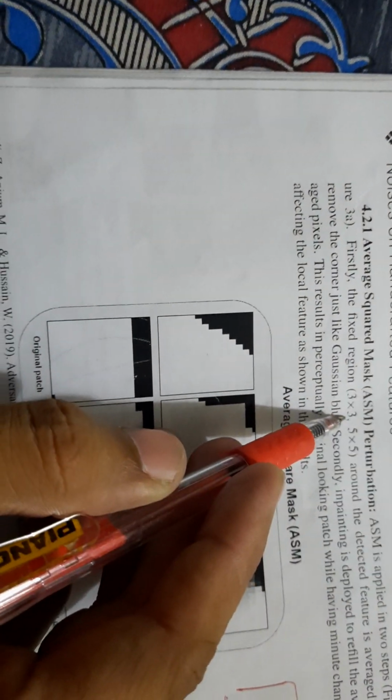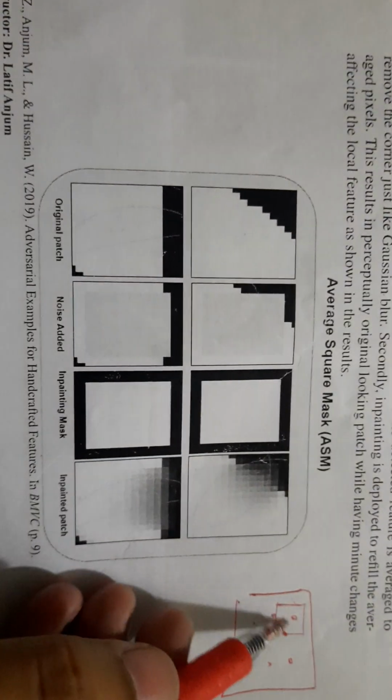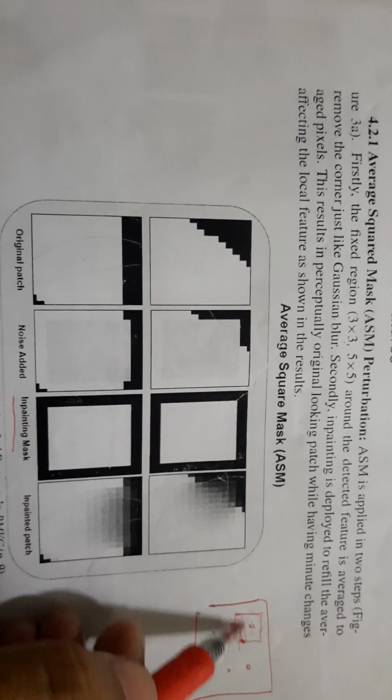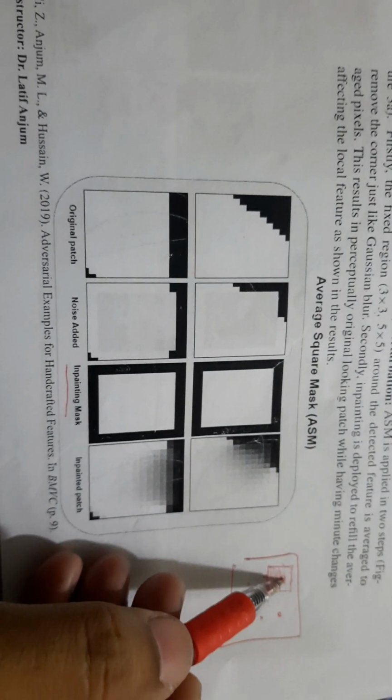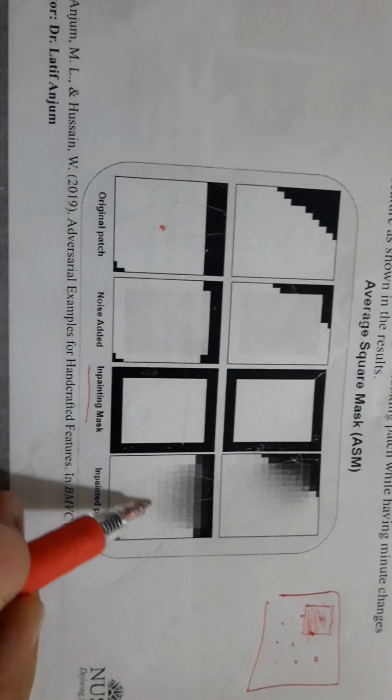What they did, they took a 3x3 kernel around the feature. Then they added noise in this region, and after that they did an inpainting mask. They applied an inpainting mask that, let's say, colored it, or basically their aim is to remove this feature from here. And this was how they did previously. For example, if the feature was here, now after addition of this inpainted patch it is removed.